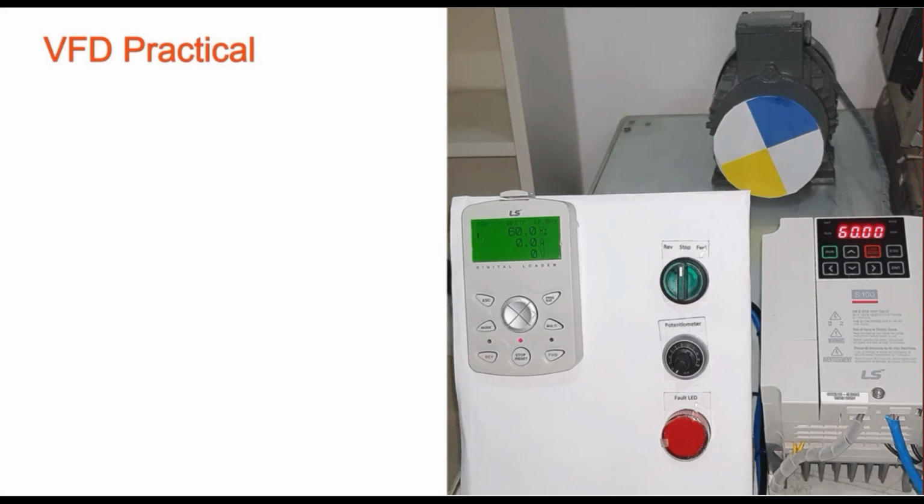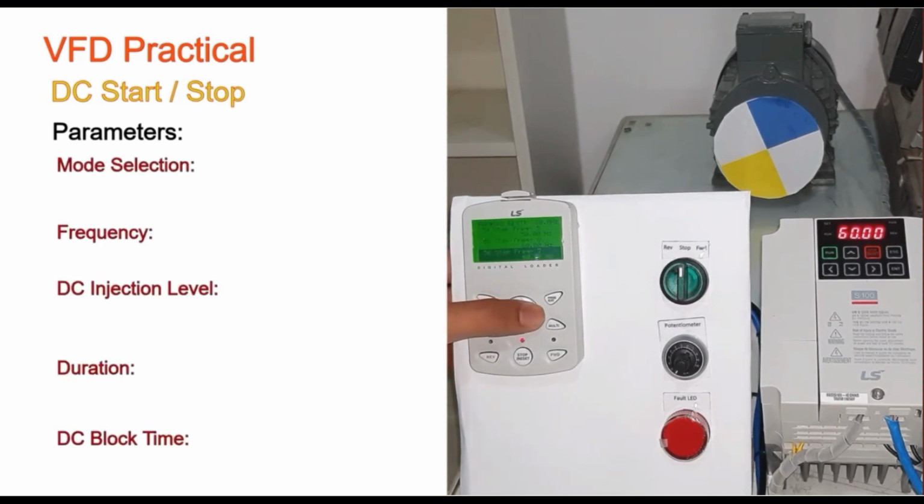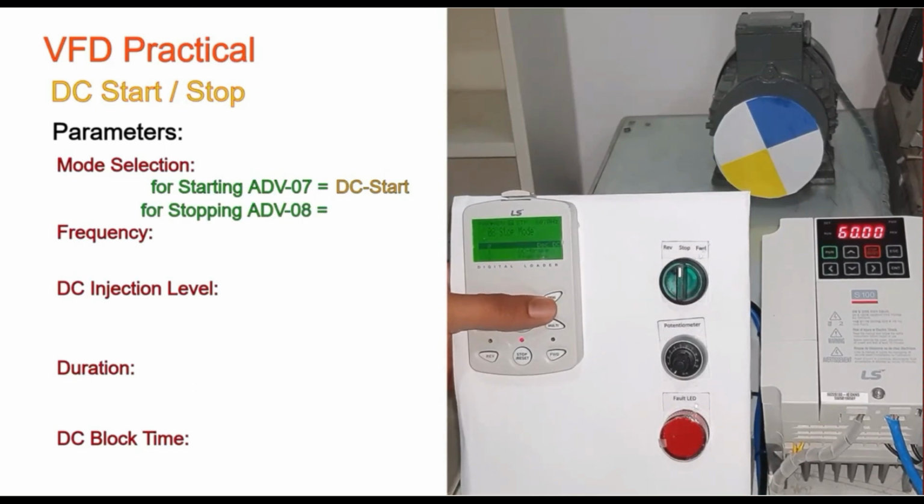From the previous video, we recall that there are some parameters which we need to configure to use DC start or stop. So we will go to the ADV group. We will configure ADV 7 as DC start and ADV 8 as DC break.